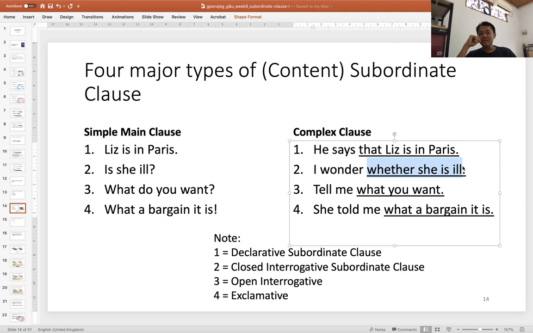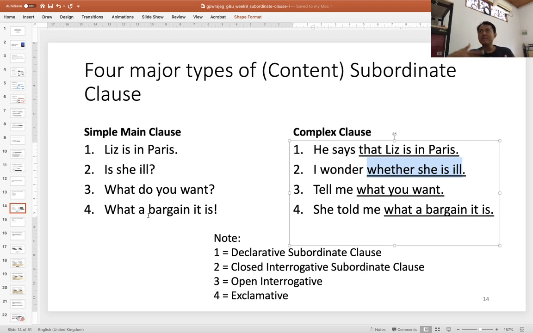The third type is the open interrogative subordinate clause. What do you want? Okay, what do students want? You can embed that kind of interrogative into a complex clause as a subordinate clause. Tell me what you want. Tell me where on earth you are at the moment.